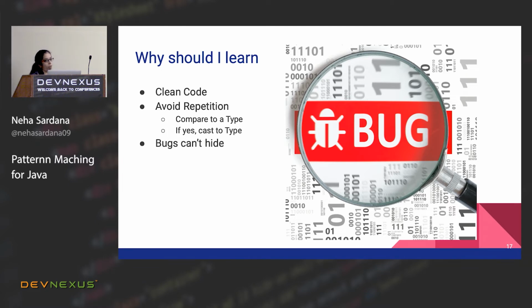Your bugs cannot hide anymore, because if you avoid the ceremony code and you have a simple line of code, you'll see it becomes easier to find your bugs and you'll make fewer mistakes. And that's what the entire Project Amber is about. It has multiple features which are making developers' lives easier.